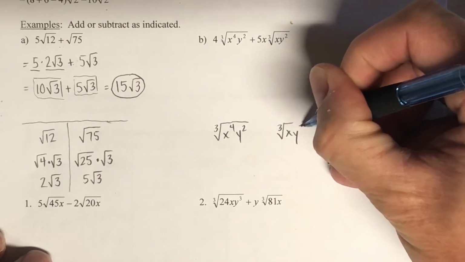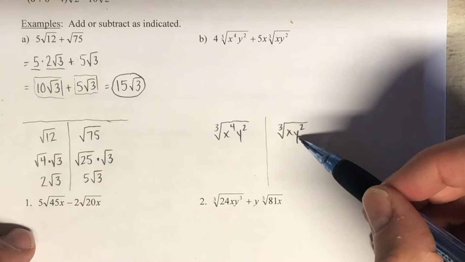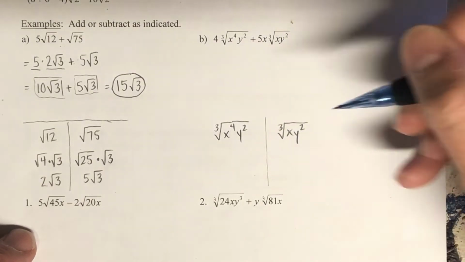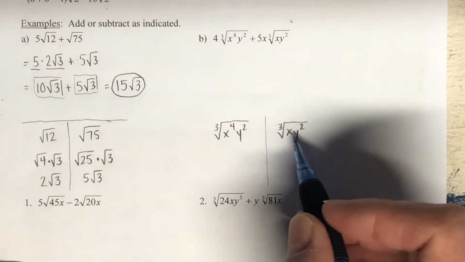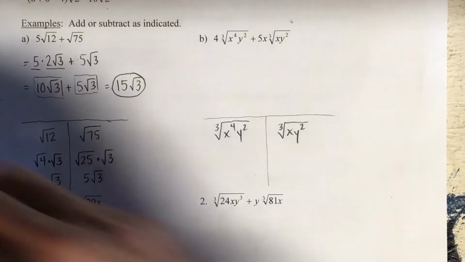Now, I want you to notice something here. This radical right here, this is rare, but it does happen sometimes. This radical right here cannot be simplified any further than it already has. Let me show you why.